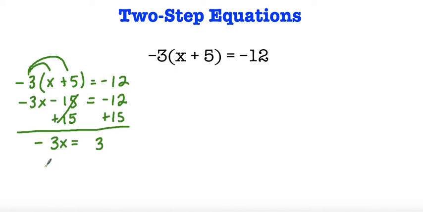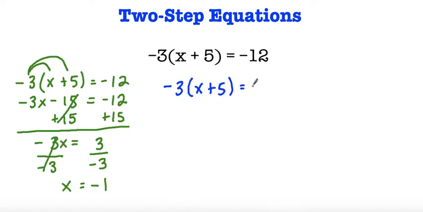So now we have negative 3x is equal to 3. What we could do is divide by negative 3 on both sides. So x is equal to 3 divided by negative 3 is negative 1. And that's it. So the other way we were introduced is if we had negative 3 times x plus 5 is equal to negative 12. Remember that this is multiplication, so we could divide by negative 3 and that would cancel out.